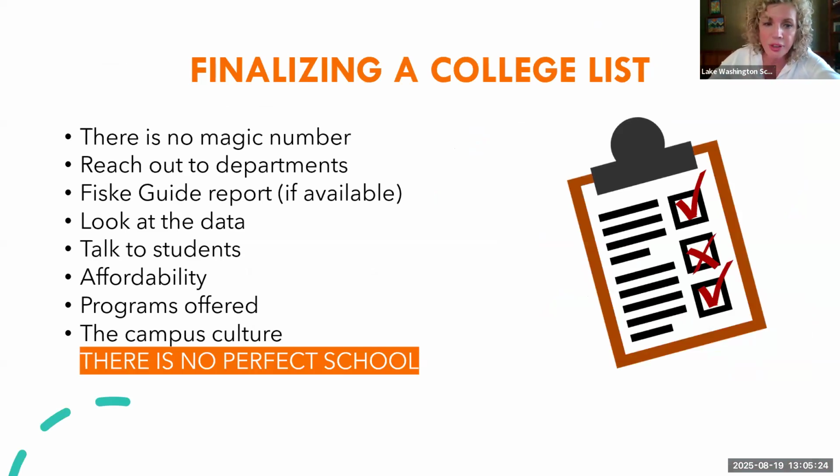And then when you finalize a college list, just keep in mind that there's no magic number. I'd keep it closer to 15 or less, maybe 10 or less, but again, I'm not filling out your applications. You can reach out to departments if you're interested in chemistry or political science or whatever. Don't hesitate to reach out to the university department. Websites are wonderful. You can get all sorts of contact information. Read the FIS guide if it's available. Look at the data. Talk to students. If there's a club you're interested in, follow them on social media. Send them a DM and ask them about things.